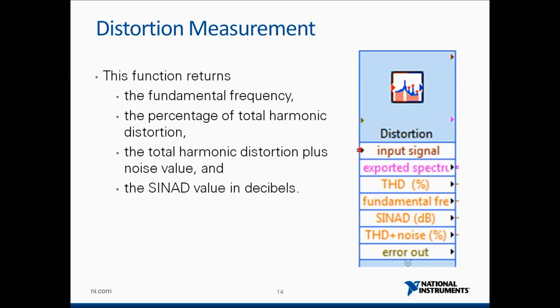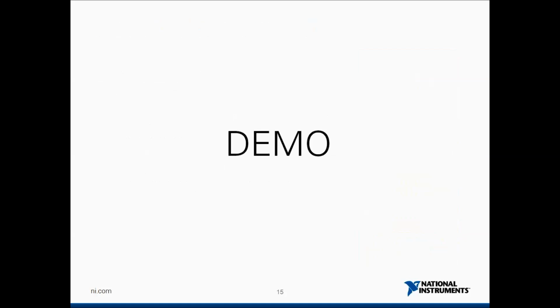So how is SINAD calculated? You take the power of the signal plus the power of the distortion and divide it by the total power, which includes the power of the signal plus the power of noise plus the power of the harmonics. Okay, so now let's look at these VIs through LabVIEW. Let's put them on LabVIEW and look at each of them.